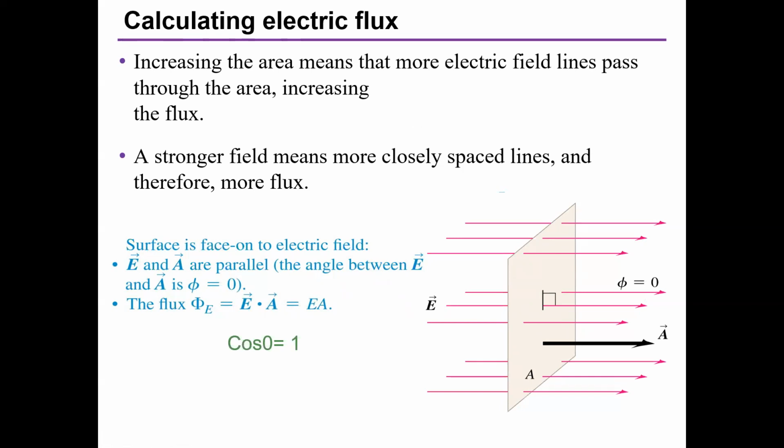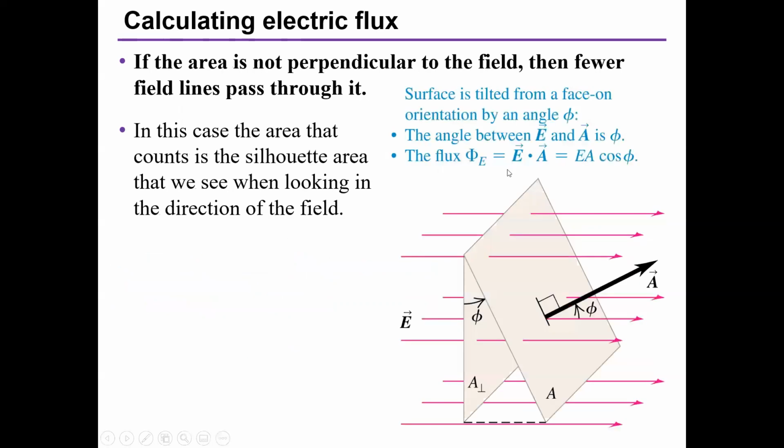Okay, so the total electric flux, that is actually the total electric field lines passing through this surface, is given by the dot product of these two vectors E and A, E dot A, which is equal to EA cos 0. Cos 0 means 1. That's why it will be EA. Okay. So this is the maximum electric flux that can pass through this area.